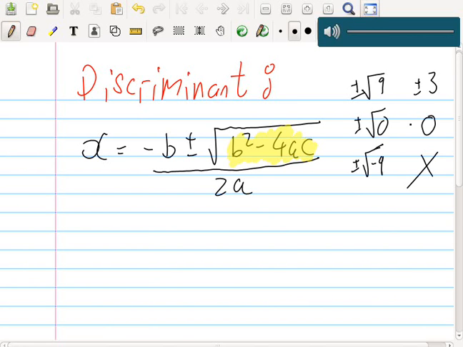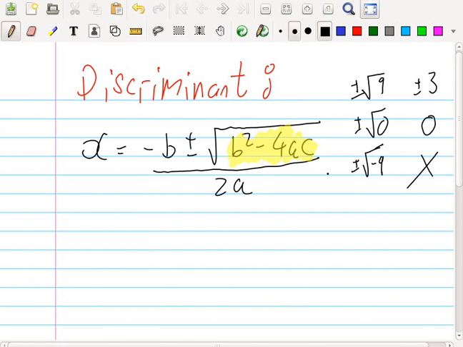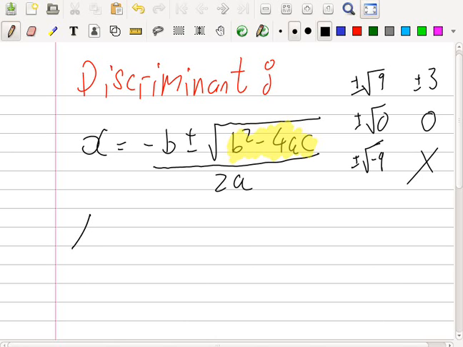There we go. Okay. So this can tell us how many answers we have. If I just look at this piece, I can know the number of answers I have. If this is positive, I know I should have 2 answers. If this is 0, I'll have only 1 answer. And if this is negative, I have no answers. So often it's important to know what this is, so we give it a special name. We call it the discriminant, and the letter we use for it is this delta here.